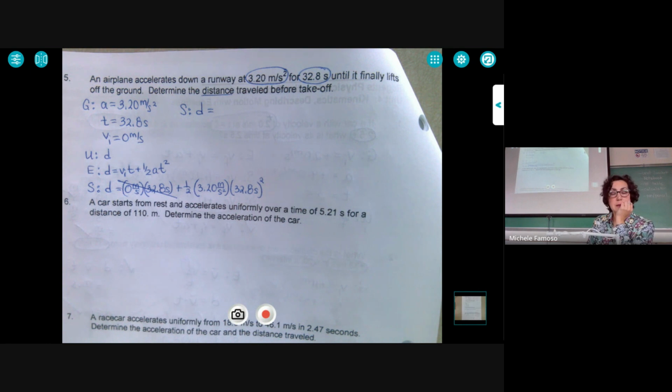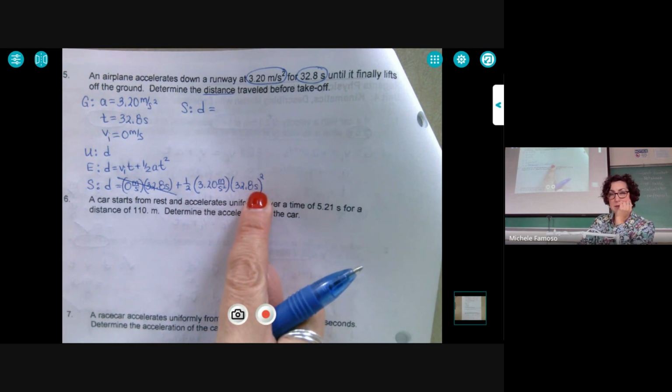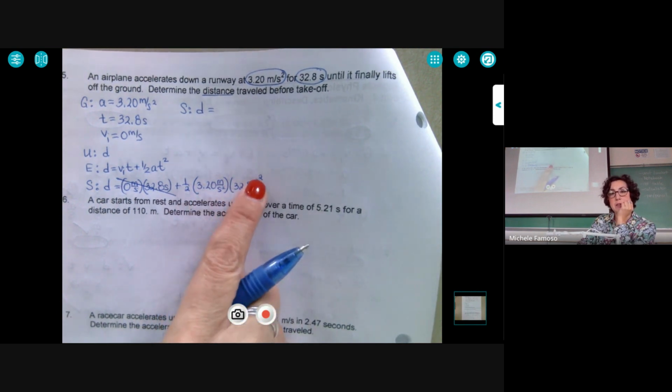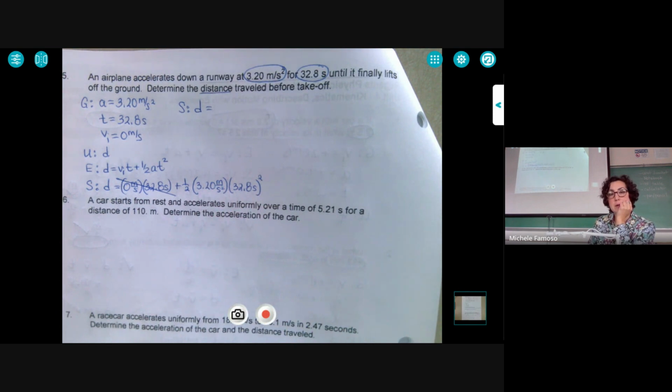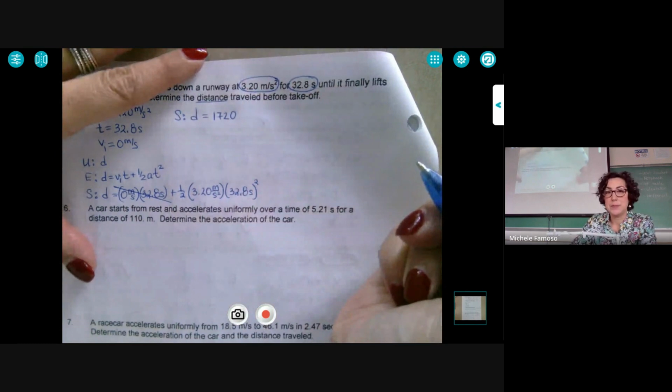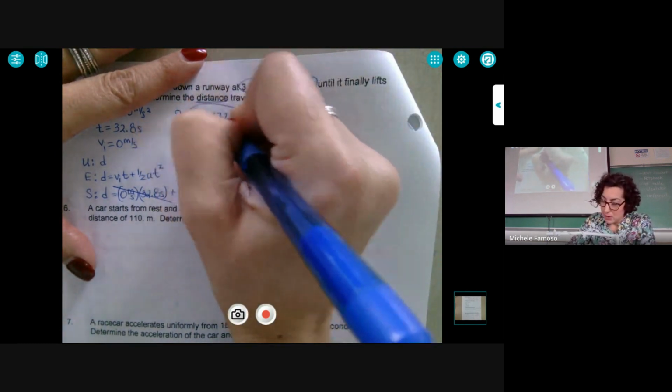Haley, what did you get for this? 906 meters. Did you forget to square this? You should have typed 0.5 times 3.20 times 32.8 squared. Okay, how many sig figs do I need? There you go. And the units, did you tell me the units before? Just meters, that's right. Okay, let's check it.